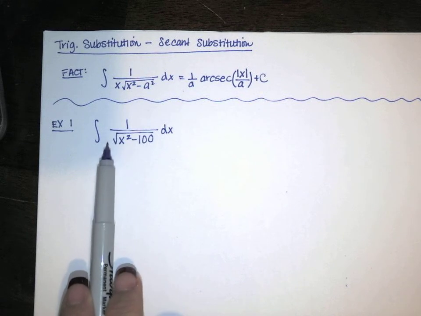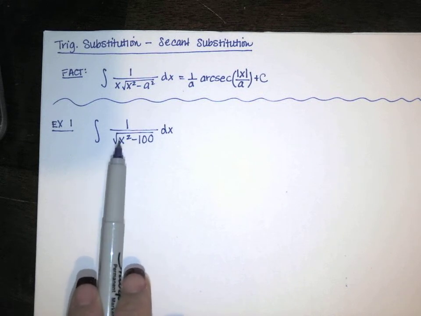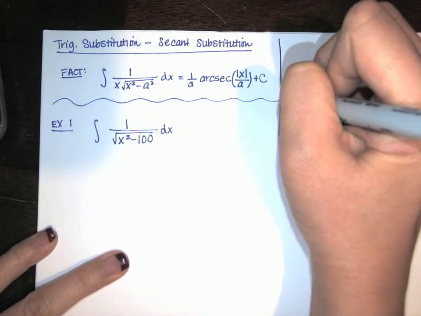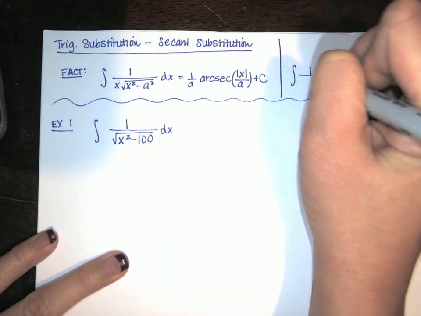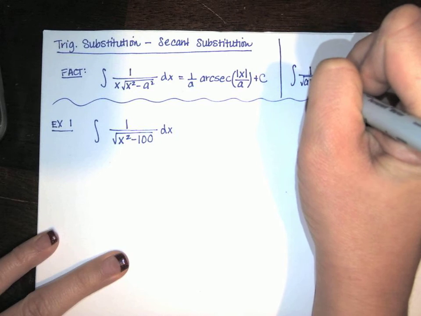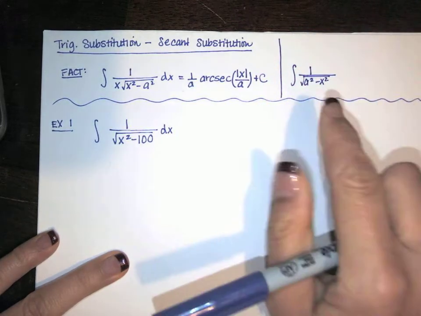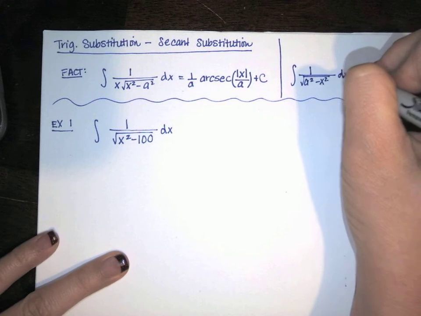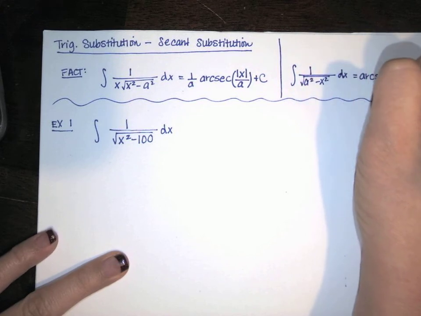Now don't think this is an arcsine. A lot of students confuse this with an arcsine, but remember your arcsine rule looks like this. Arcsine has the a squared minus x squared. So you've got the constant squared minus your variable squared. That's arcsine of x over a.